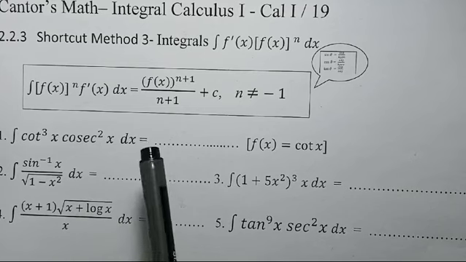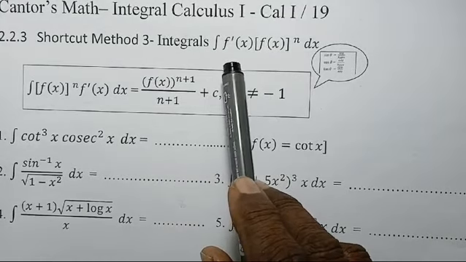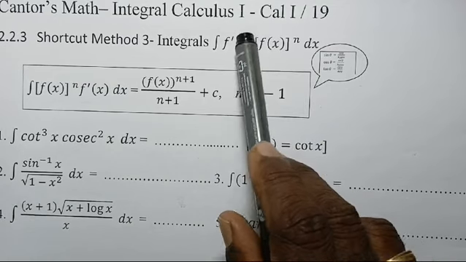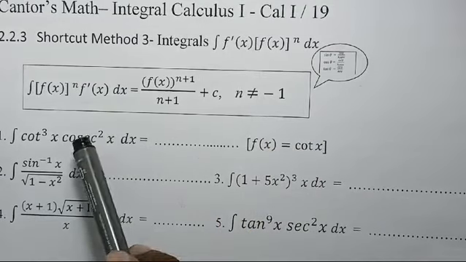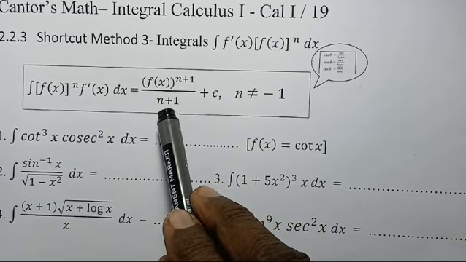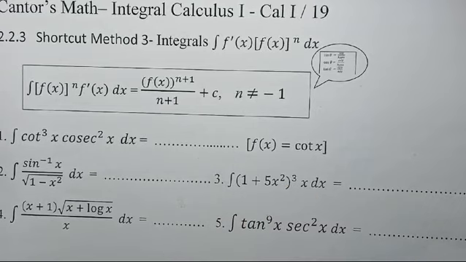2.2.3 Shortcut method 3, integrals of the form integral f dash of x into f of x whole power n. If you differentiate f of x, you will get f dash of x. See it? Now the formula is f of x whole power n plus 1 by n plus 1 plus c, where n is not equal to minus 1.